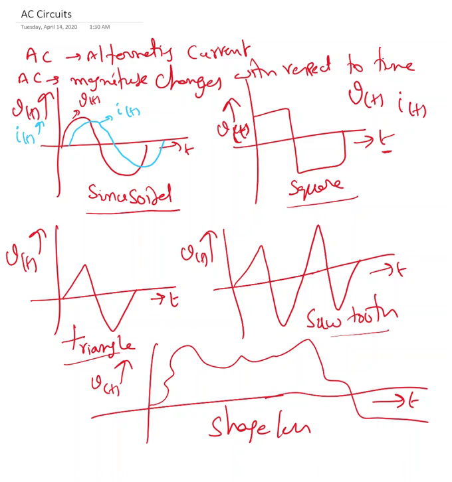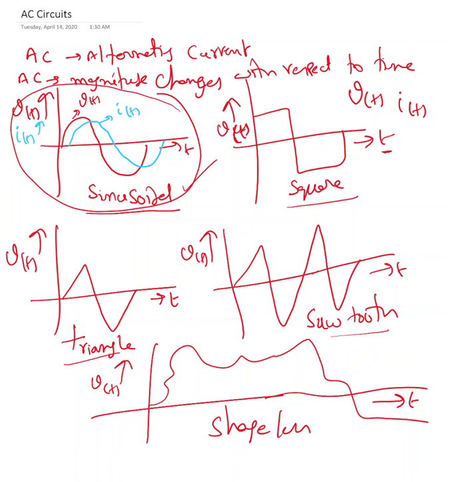Now, what kind of waveform is coming from the power outlets you see at your home? That is a sinusoidal waveform. Why is it sinusoidal? Why not square, why not triangle, why not sawtooth? Because when a rotor or armature is rotating in a magnetic field, it automatically generates a sinusoidal waveform. So we stick with a sinusoidal waveform.